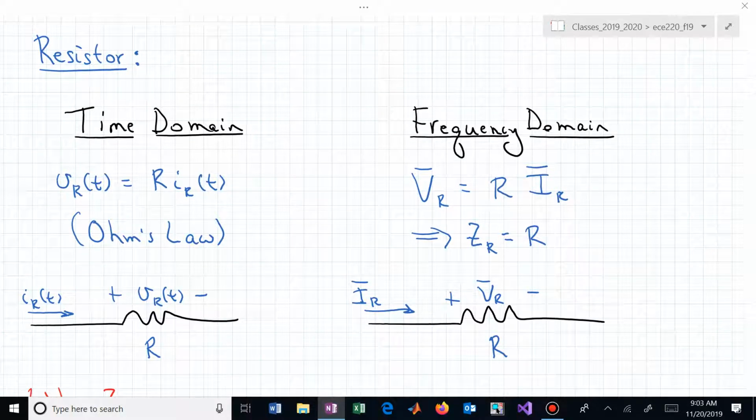And if you wanted to redraw your circuit in the frequency domain, wherever you have resistors, that sketch would look the same. You would just label those now with current phasors and voltage phasors, observing the passive sign convention as we've been doing all along. The reference direction of our current is going into the positively labeled voltage symbol on that resistor.